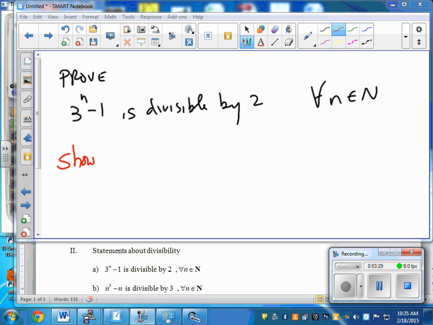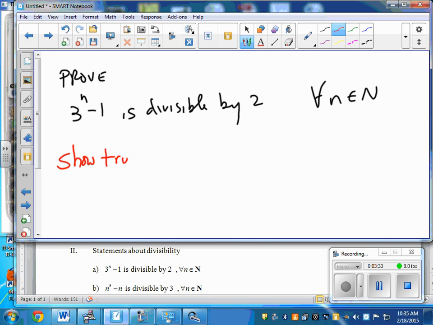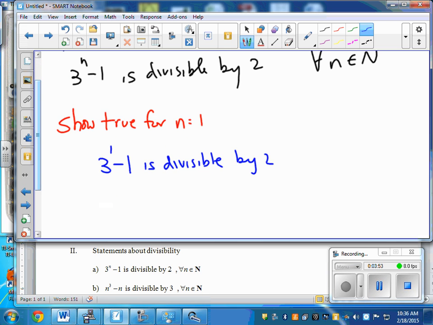Think about it. Okay, at any rate, we want to show this statement is true for n equal to 1. But it's not just saying that. We want to actually show that 3 to the first minus 1 is divisible by 2. But you have to work that out. You can't just write that statement down. So this is 3 minus 1, or 2, which is divisible by 2. And that's certainly true.